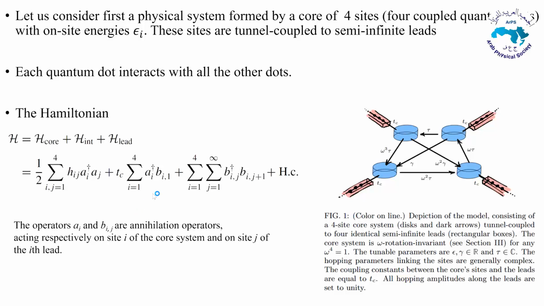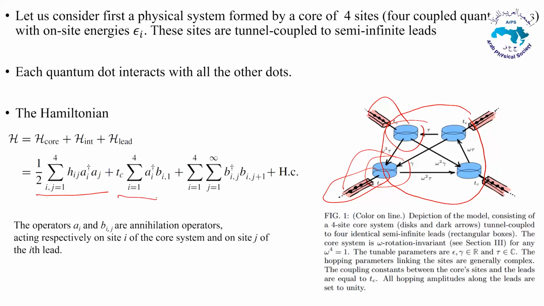So the Hamiltonian of the system is decomposed into 3 parts. The first part describes the system, or the core of the system, which is formed by these 4 dots. This is describing the Hamiltonian with this part here. The second term is the interaction between the dots and the leads for each one. And the third term is the interaction between the spins in the leads.